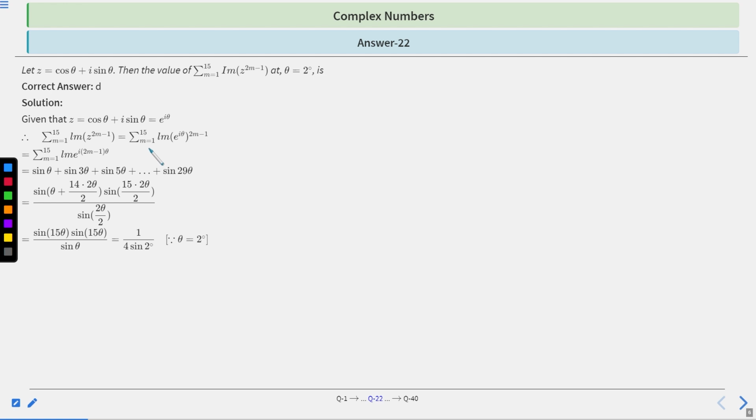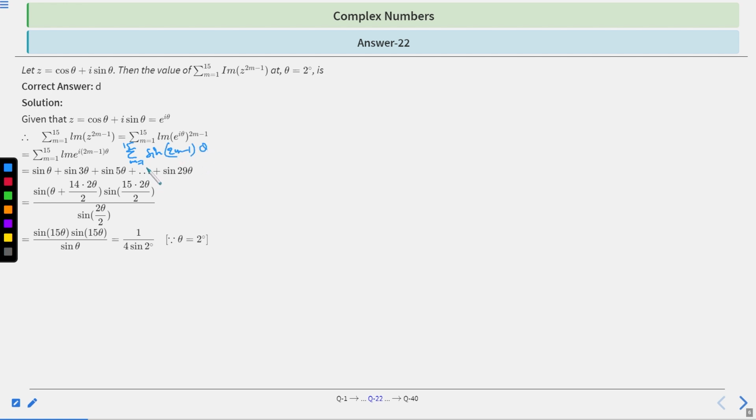So it can be written as summation of m is equal to 1 to 15, imaginary part of e to the power iota theta to the power 2m minus 1. Now this will be equal to summation of m equal to 1 to 15, imaginary part of e to the power iota 2m minus 1 theta. Now we have to take imaginary part of this. We can write e to the power iota 2m minus 1 theta as cos 2m minus 1 theta plus iota sin 2m minus 1 theta. So imaginary part is basically summation of m is equal to 1 to 15 sin 2m minus 1 theta.